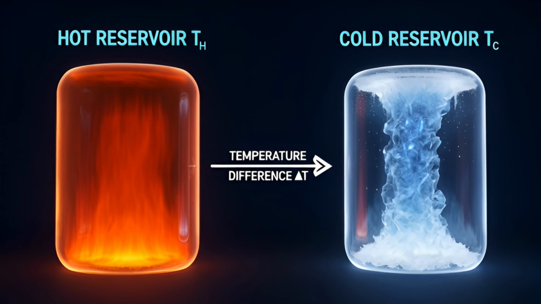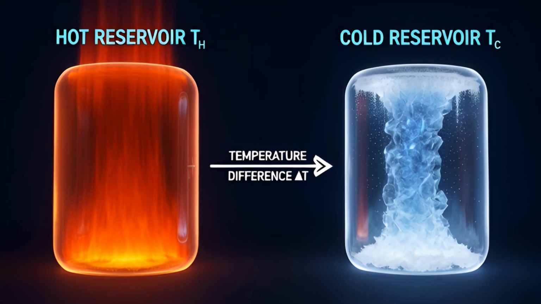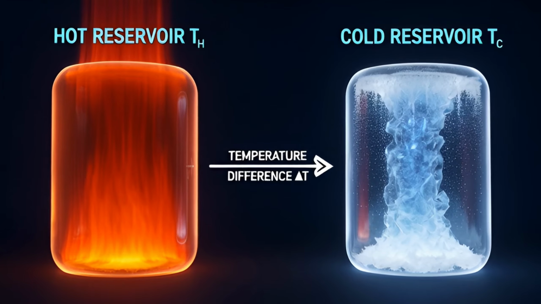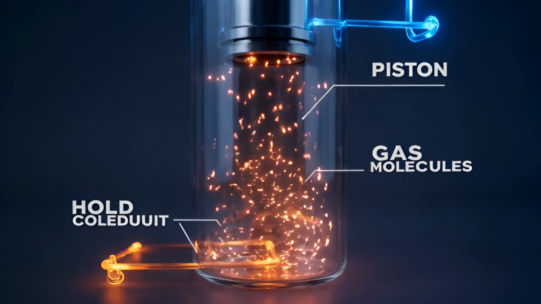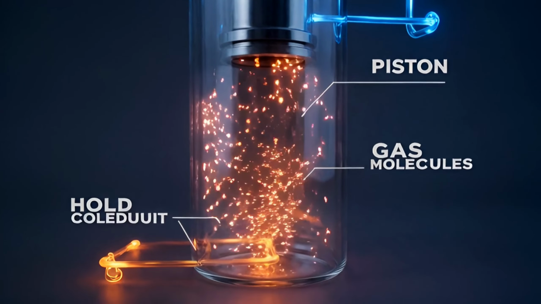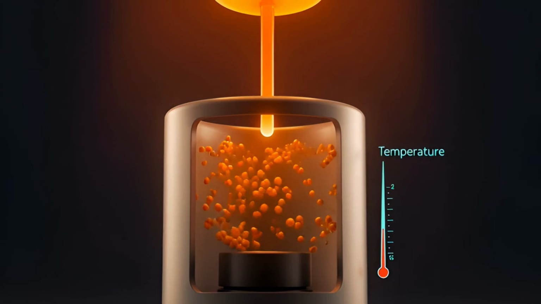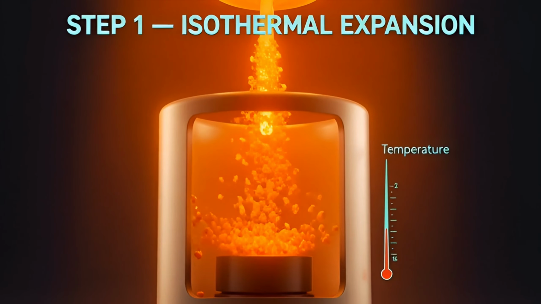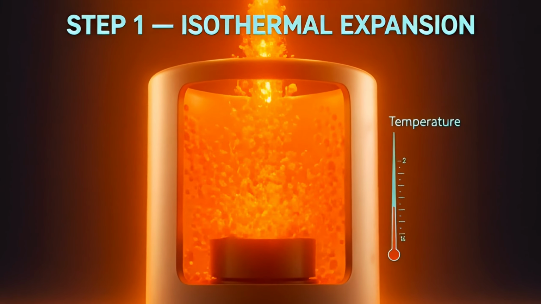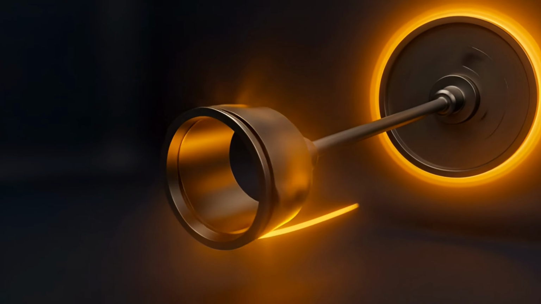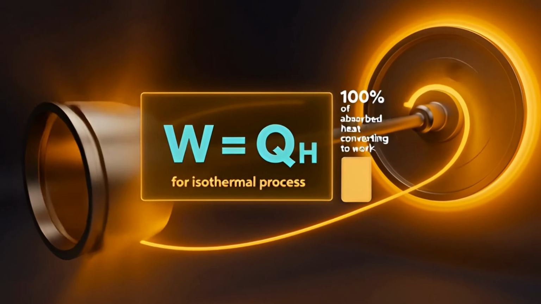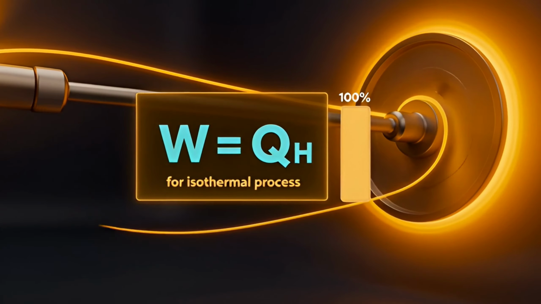The Carnot engine operates between two reservoirs, a hot one at absolute temperature TH and a cold one at TC. The working substance is a gas sealed inside a cylinder with a movable piston. This gas will undergo four distinct thermodynamic processes. Step 1, isothermal expansion. Heat flows in from the hot reservoir. The gas expands and pushes the piston outward. Temperature remains constant throughout. During isothermal expansion, because internal energy stays constant, every joule of heat absorbed from the hot reservoir goes entirely into work output.